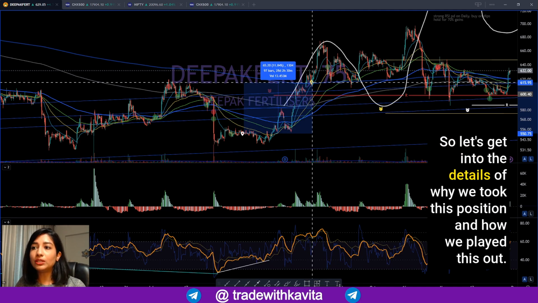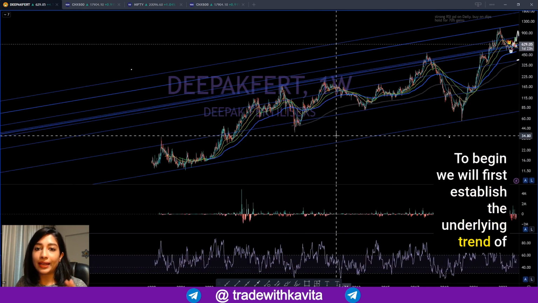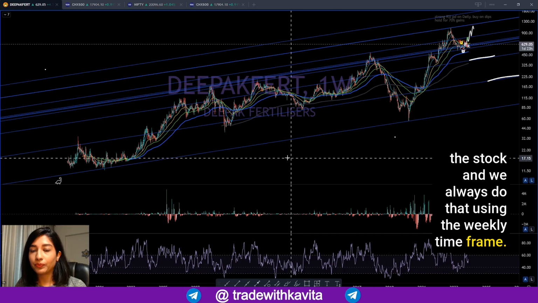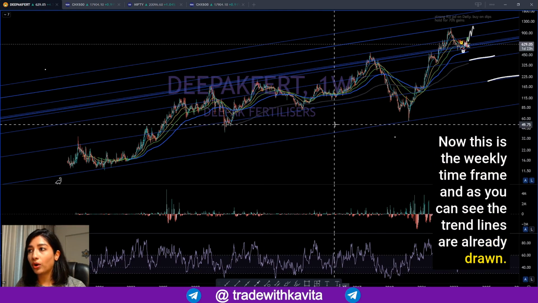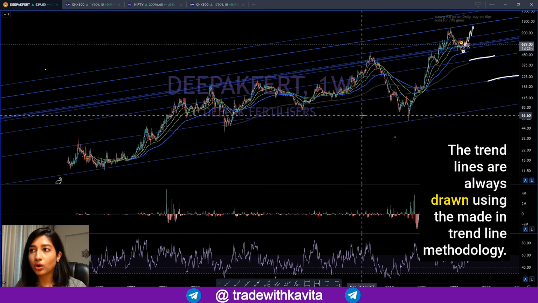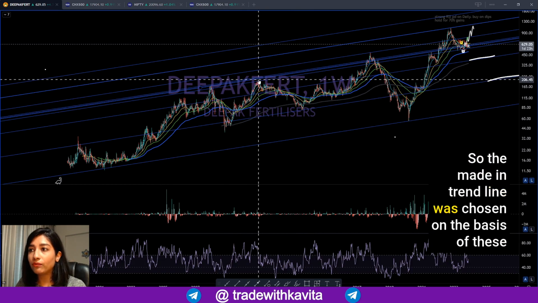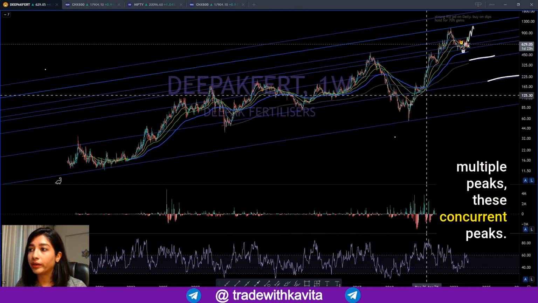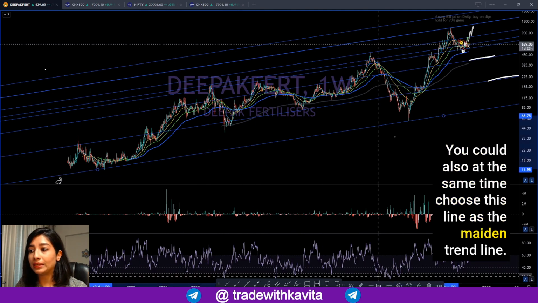So let's get into the details of why we took this position and how we played this out. To begin, we will first establish the underlying trend of the stock, and we always do that using the weekly time frame. Now this is the weekly time frame, and as you can see, the trend lines are already drawn. The trend lines are always drawn using the maiden trend line methodology. So the maiden trend line was chosen on the basis of these multiple peaks, these concurrent peaks. You could also at the same time choose this line as the maiden trend line.